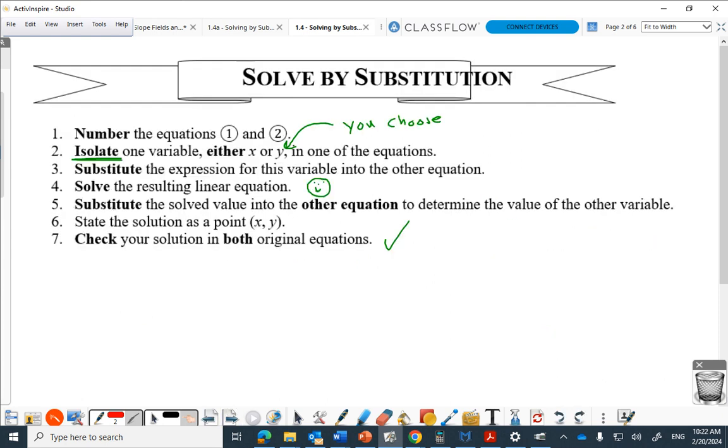And here's what we did. We numbered the two equations. We isolated either x or y. We get to choose. That might have felt weird. We get to choose x or y. We isolated one of the variables. We subbed it into the other equation. Then we checked our equation solving skills, because we had to be able to solve equations well.